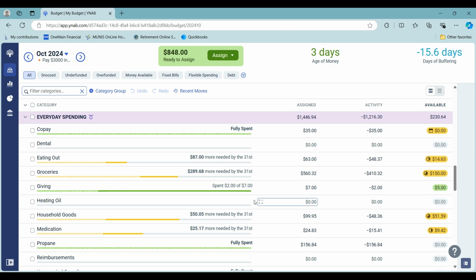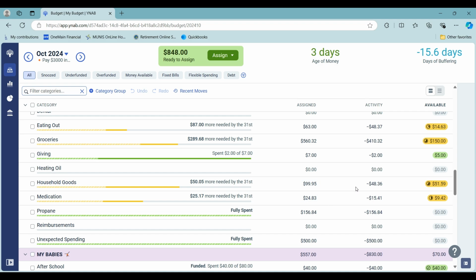Heating oil, we have been doing great, you guys. I don't know what's going on. It's starting to get cold here in New York where I live, and we finally turned the heat on in the house, but we are not using too much of the heating oil. I'm not complaining though, because once it kicks in, it's going to kick my butt. So next up is medication.